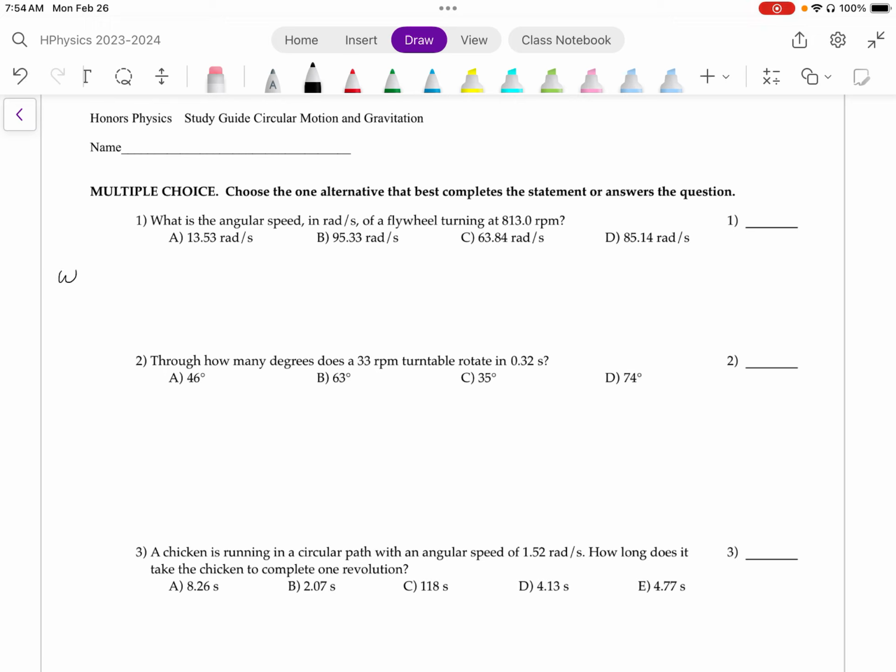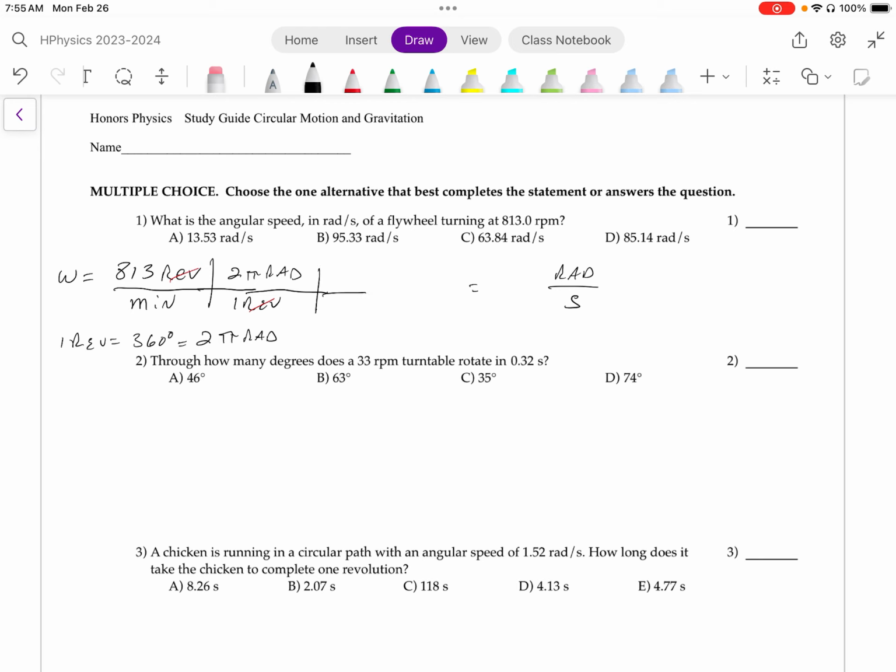So it was given to us in revs per minute, so 813 revs per minute, and we were asked to provide it in radians per second. So we know that 1 rev is equal to 360 degrees, which is also equal to 2 pi radians. So I'm going to convert the revs. So 1 rev is equal to 2 pi radians, and my revs now will cancel.